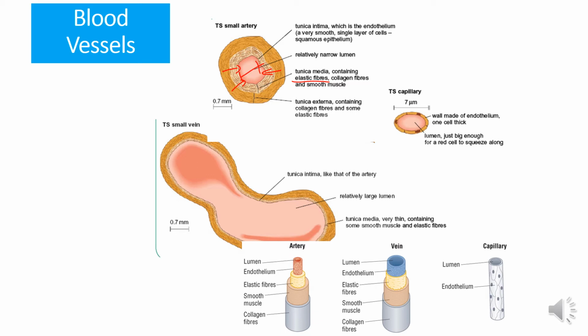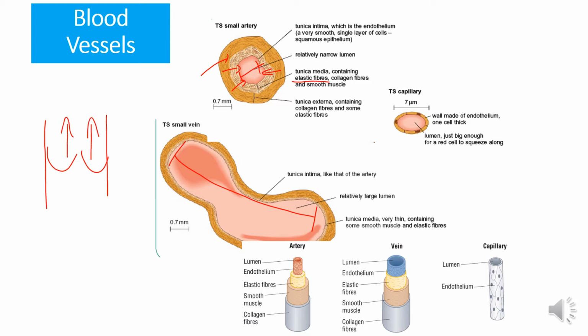And then you've got a layer of tough collagen fibres and muscle fibres on the outside. The vein, however, even though it's carrying the same volume of blood to the heart as has left the heart, has a large lumen, and therefore the vein will be under low pressure as a result, because it's more of a diameter. And the vein also has valves which prevent the backflow of blood.